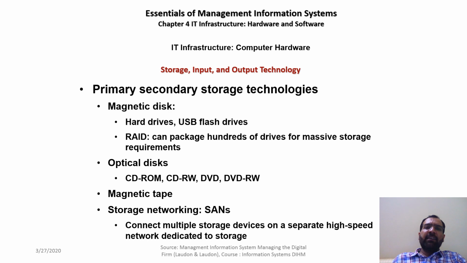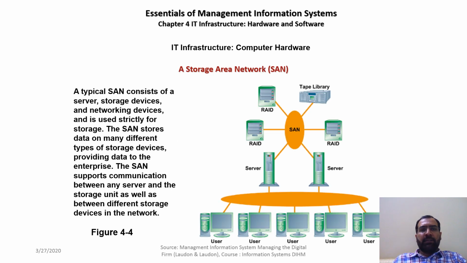The primary and secondary storage technologies include the hard drive and the USB flash drive, as you know. With the passage of time, the new hard drives have much more capacity than we had earlier. We also have optical discs as well. Magnetic tapes are obsolete now; people are not using them. And we have networked storage devices, SAN devices, which are being used.